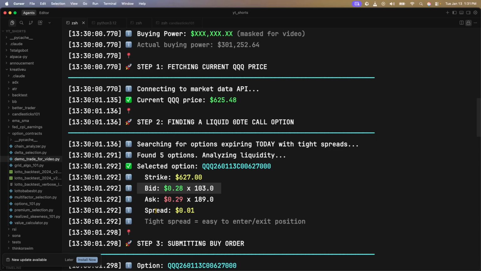And the difference between the two is called the spread. A tight spread is easy to enter and easy to exit. That's also liquidity. We want to have tight spreads because we want to be able to get in and out real quick.